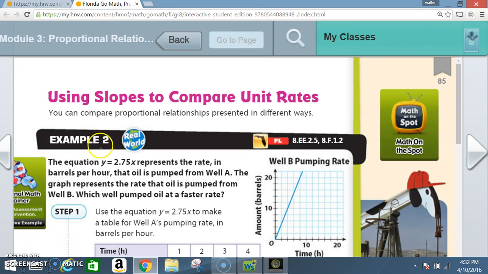Okay, example 2, using slopes to compare unit rates.